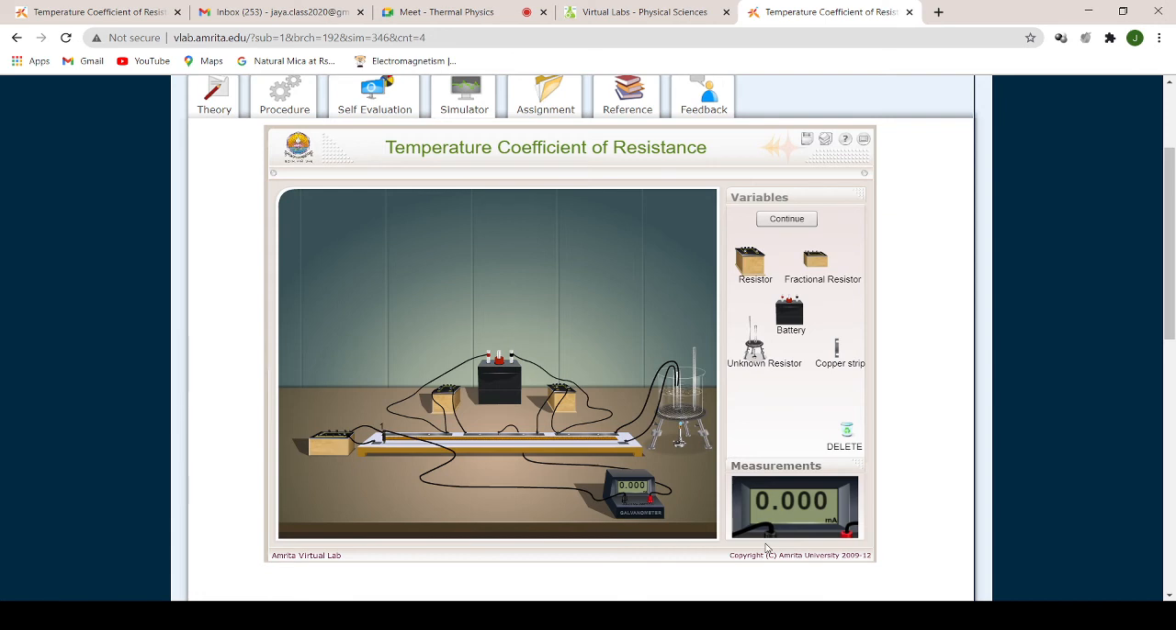So let us see the virtual lab now. Let us not get confused with what we do in the physical lab. There is not much difference, but it is the reverse process. Here it is going to be a heating one, there we are going to see the cooling one in the physical lab. Okay, we have made all the connections.